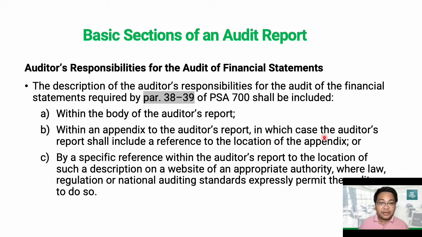We just have to refer to where the appendix is when we issue our audit report, or we can also refer to a website of an appropriate authority where law, regulation, or national auditing standards expressly permit the auditor to do so. Okay? So we can omit those portions in our audit report and refer them to an external source, like the website of an authorized government body, or an authorized organization, like the AASC here in the Philippines.